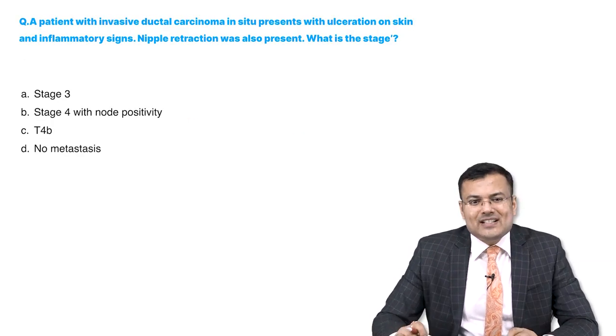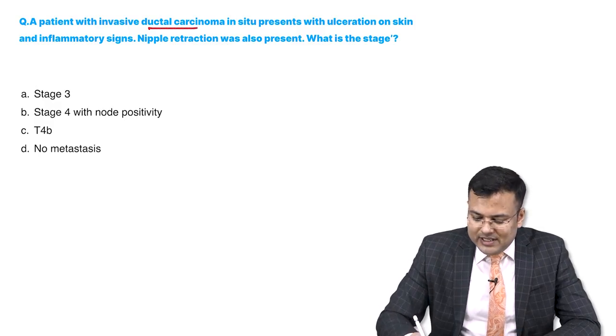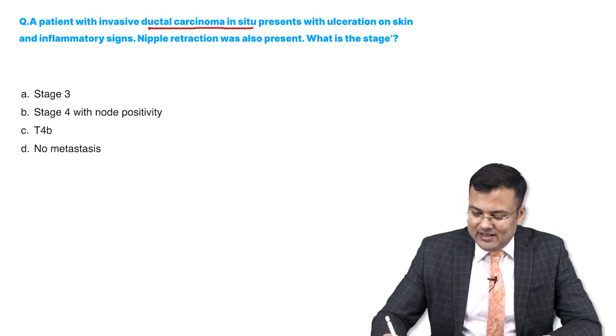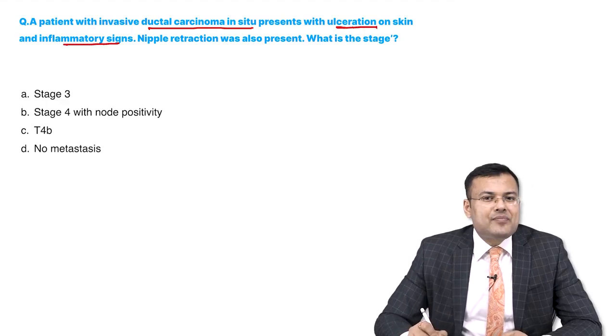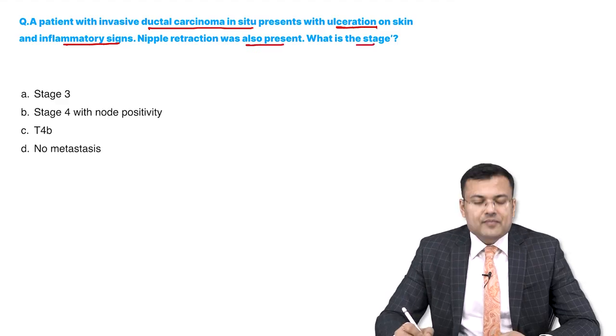That's very easy. You can see patient with invasive ductal carcinoma in situ. What's the problem in this patient? Ulceration on skin and inflammatory signs. Nipple retraction was also present. What is the stage? Clear?